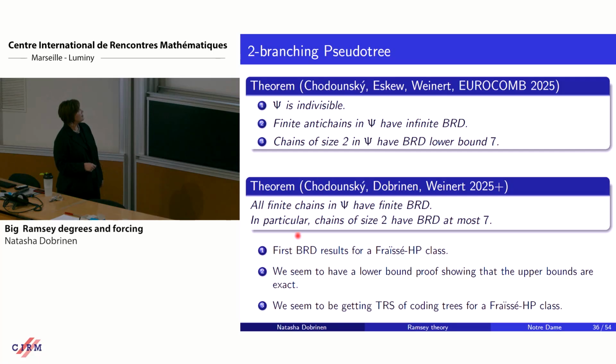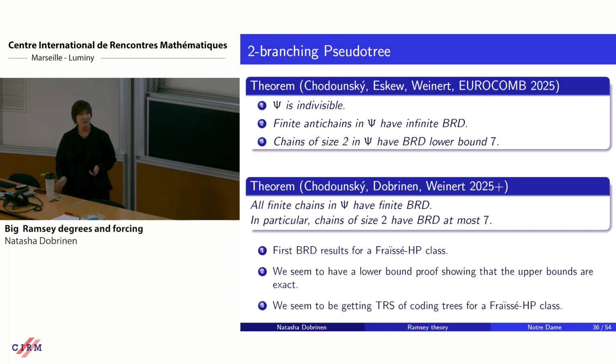And in particular, for chains of size 2, we found an upper bound of 7, so now we know the exact degrees for the chains. So this is the first Big Ramsey degree result for a free-minus hereditary property class. And given the methods of the work, we seem to have exact bounds, but that remains to be verified.